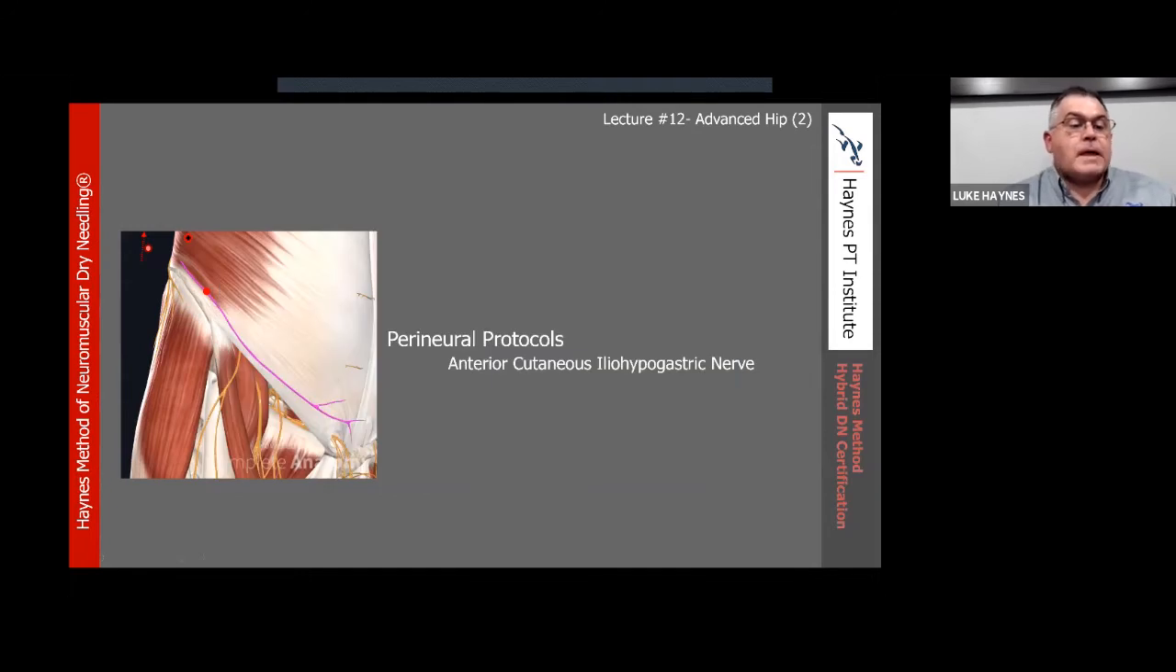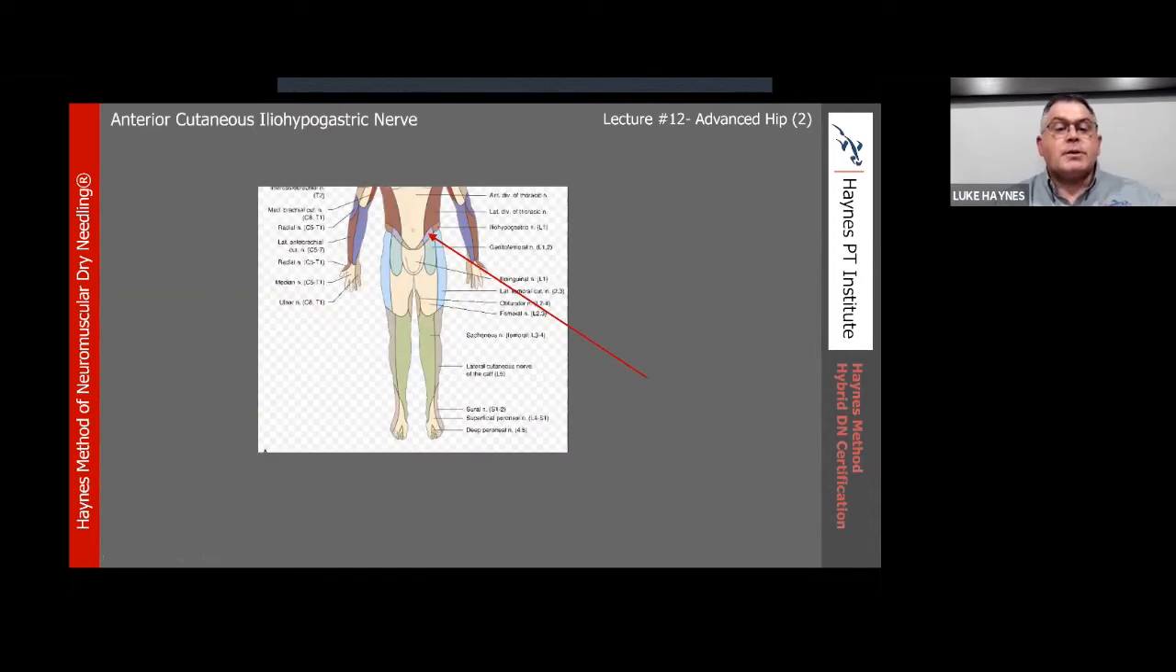what I needed there. Okay, now let's move to the anterior cutaneous iliohypogastric nerve. So here on our innervation chart, our peripheral innervation, you can see a small area right along the inguinal ligament that innervates lateral to inferior to the umbilicus and beginning right around the ASIS.